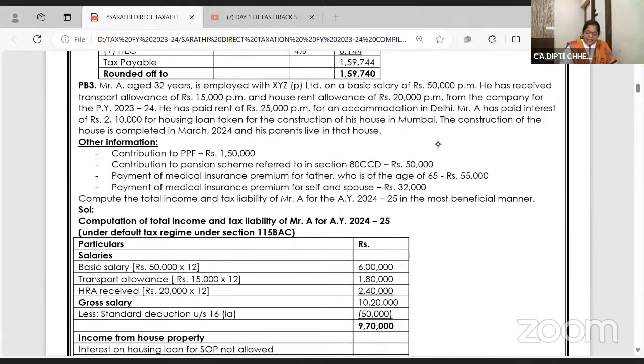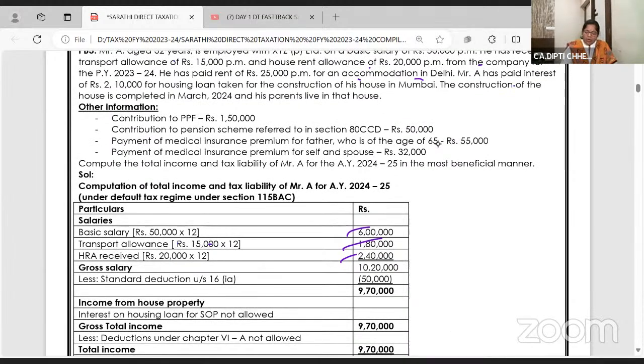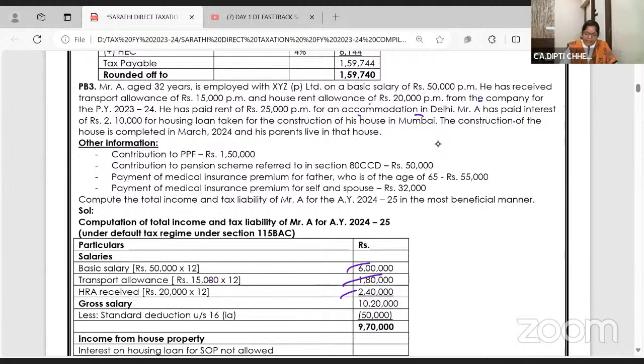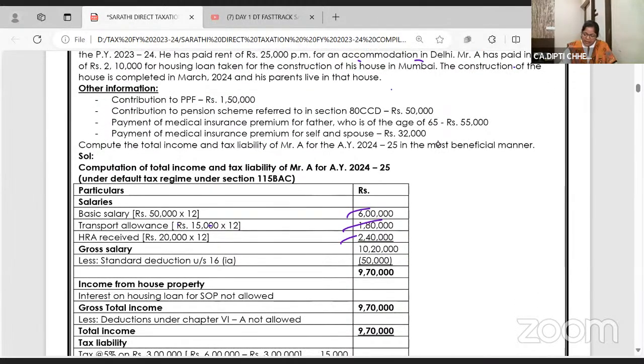Third problem, he's 32 years old. Basic salary is 50,000. He has received transport allowance 15,000, which is taxable. HRA 20,000, which is also fully taxable. Okay, and he's paying some rent and all that we will see. A has paid interest 2,50,000 on housing loan, construction of which is completed in March 24, and his parents are living.